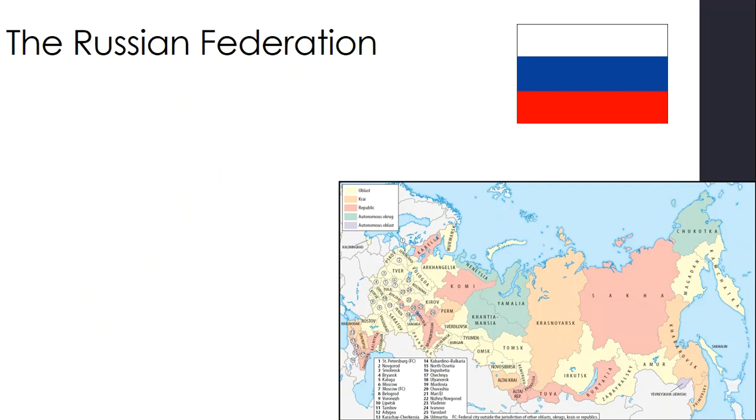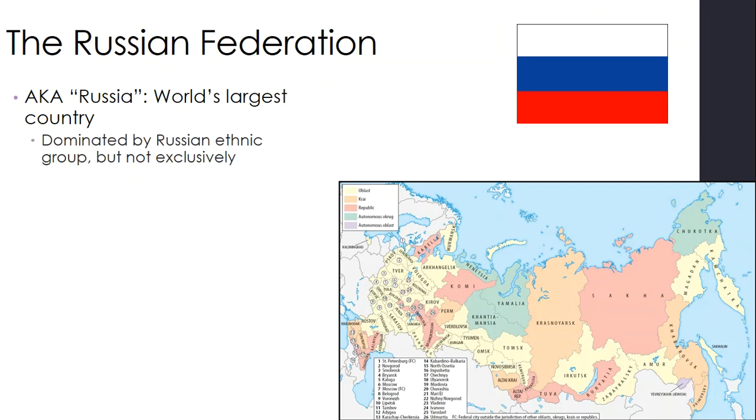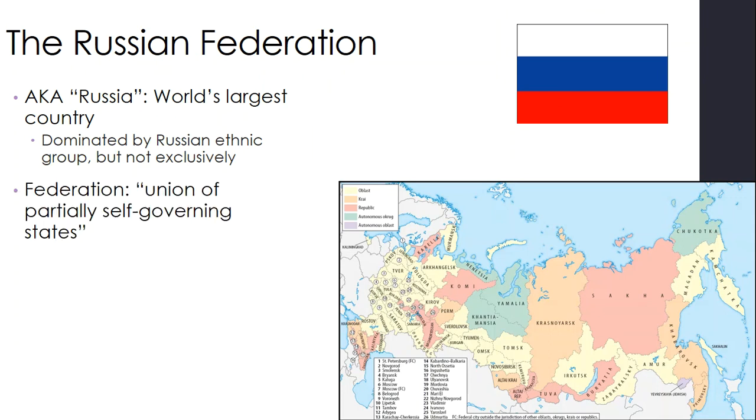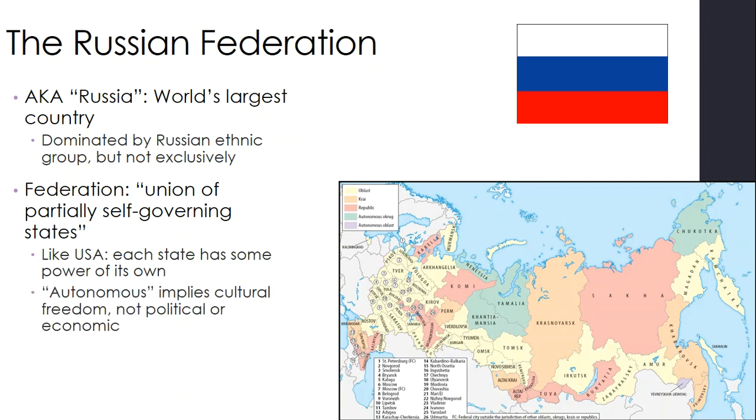After the USSR, we also got the country of Russia, which is the Russian Federation. It is the world's largest country. It is dominated by the Russian ethnic group, but not exclusively. There's quite a bit of ethnic diversity in Russia. And so this federation is a union of partially self-governing states. And you can think about that in terms of the United States, right? We have 50 partially self-governing states. So each state has some of its own power, but really they don't have nearly as much power as they do in the US. Basically, it implies cultural freedom, not political or economic freedom.